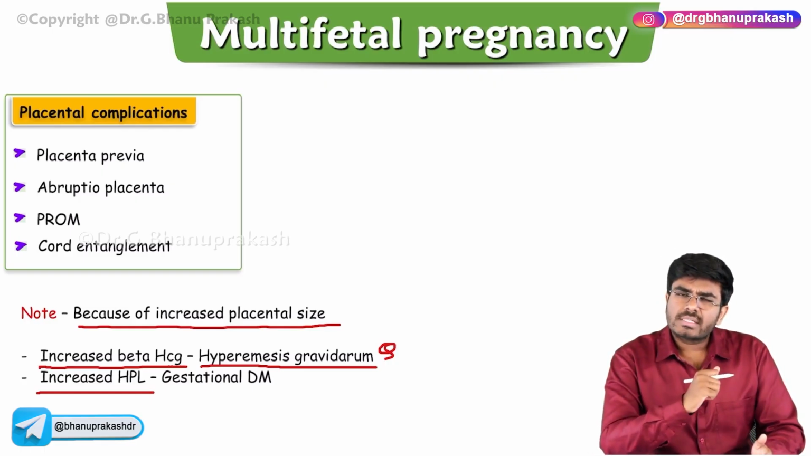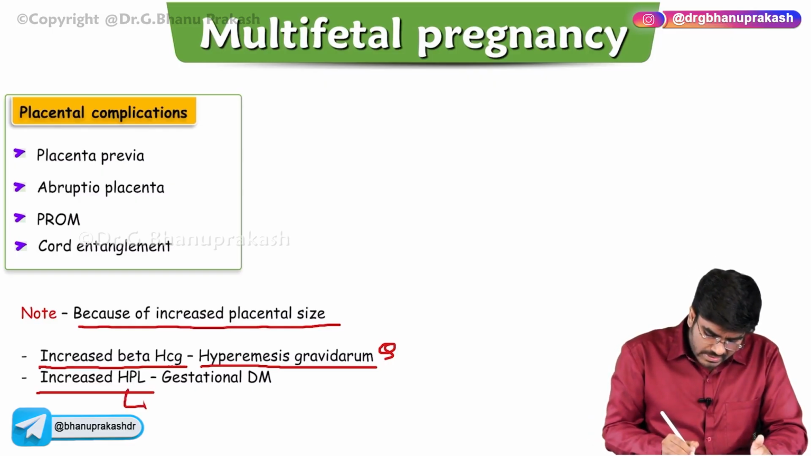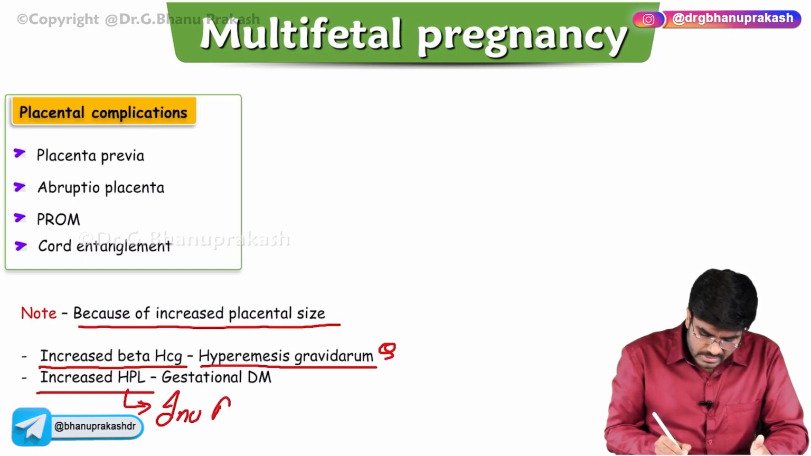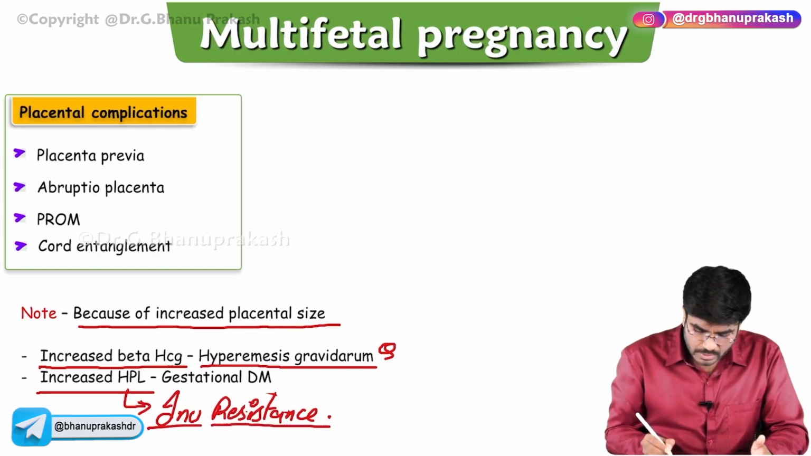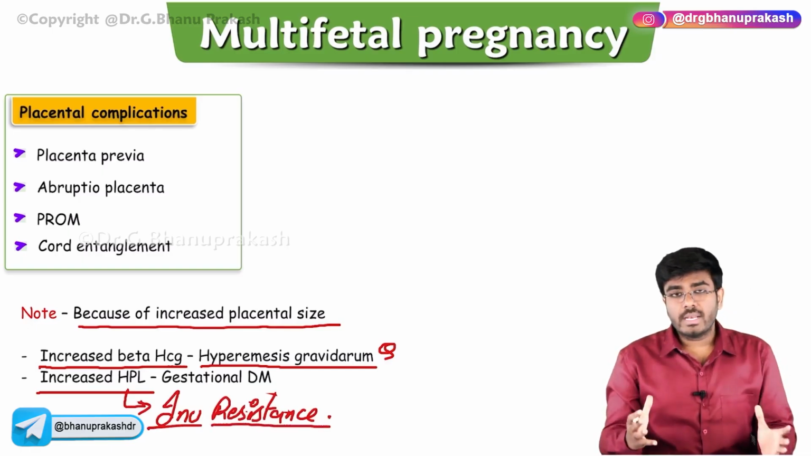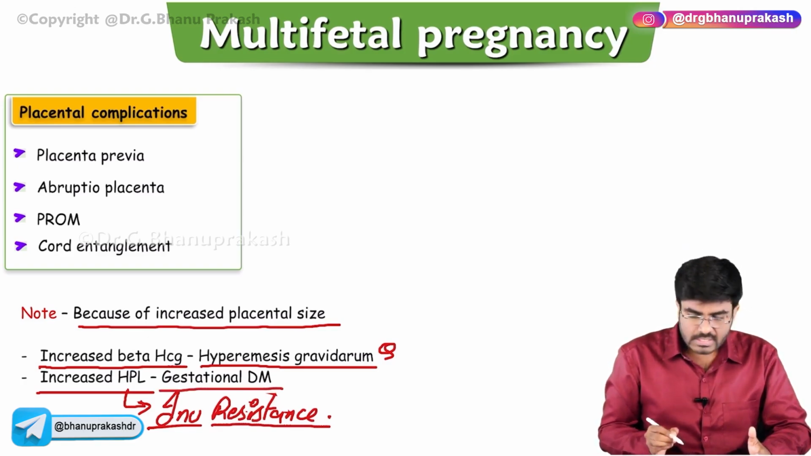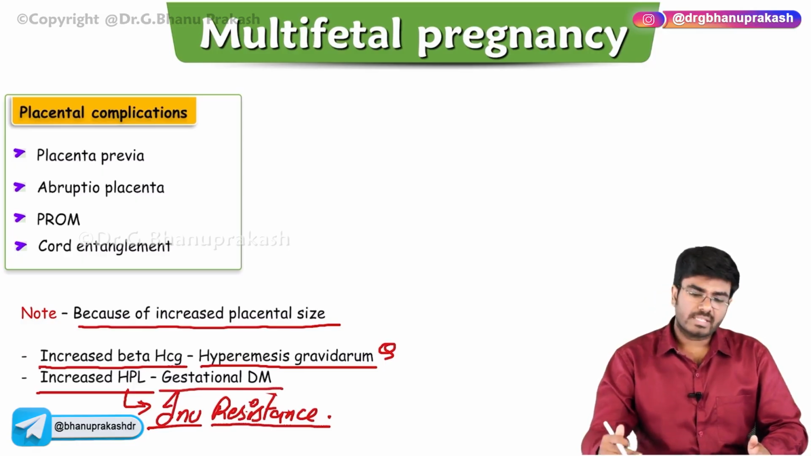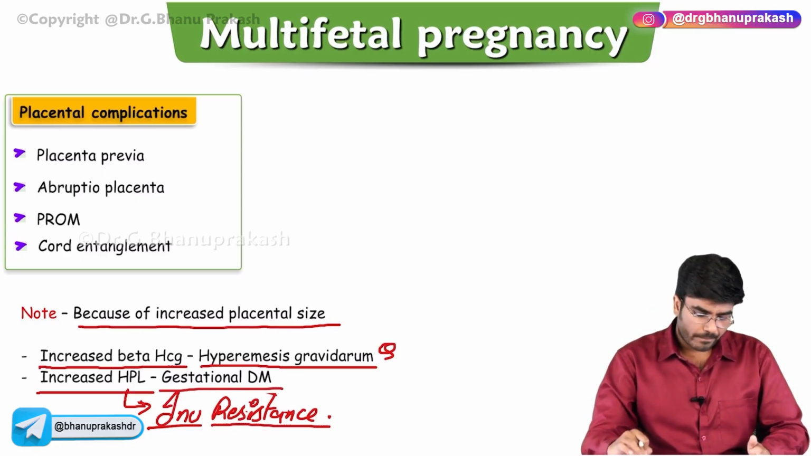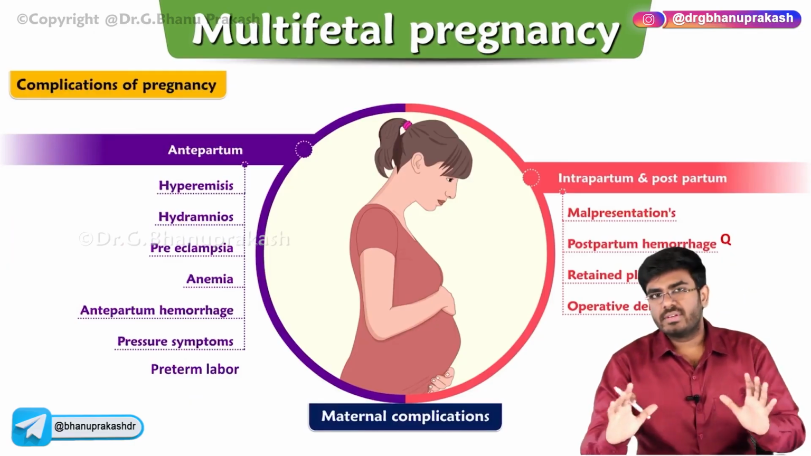What is the function of human placental lactogen? Human placental lactogen is the one which is responsible for insulin resistance. More HPL, more insulin resistance. If there is more insulin resistance, there is a chance of gestational diabetes mellitus in this female. Okay, so placental complications we have discussed.